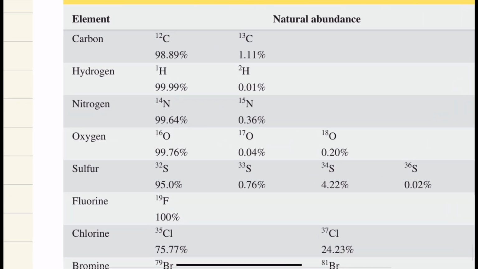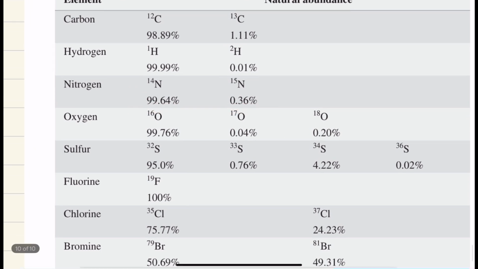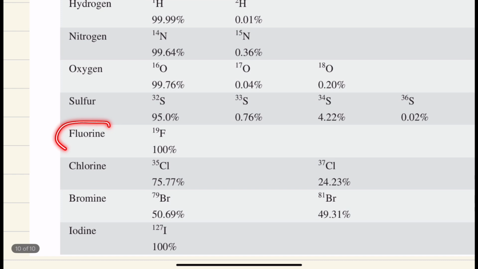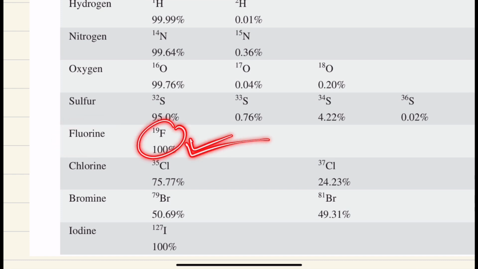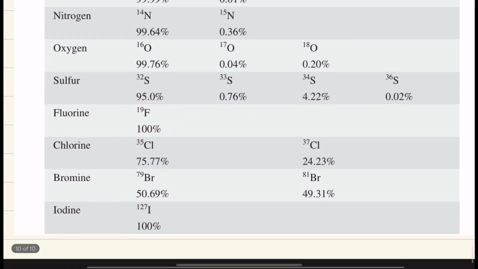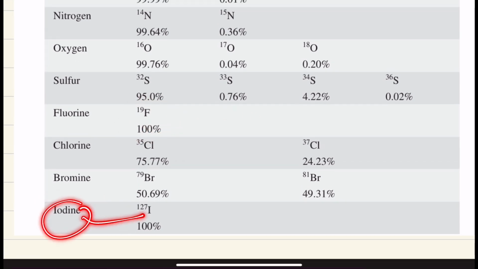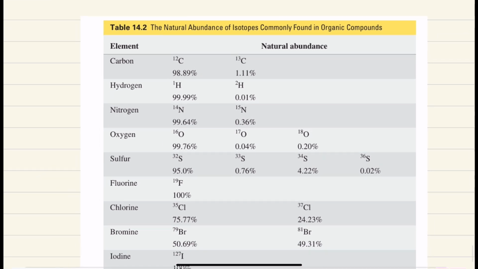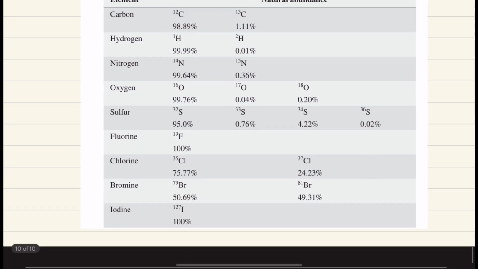Okay, similarly we have nitrogen, this is having 14N and we have 15N, and their percentage is also given here, the natural abundance of all the atoms having isotopes. See, fluorine has no isotope, only F19 exists. See, iodine also has no isotope, only I-127 exists. Okay, so this is the chart you can refer to, and these are the natural abundances of isotopes commonly found in organic compounds. You can note it down in your notebook.